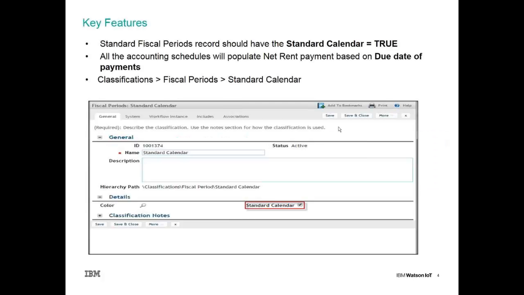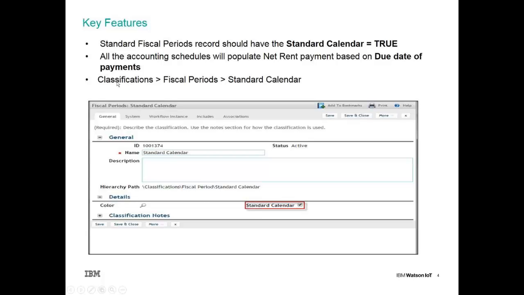Key features for this is important to note is that we have a standard fiscal periods record. Now it has a standard calendar boolean that should be checked as true. And now all of our accounting schedules, whether it is from ASC 840 or ASC 842, meaning straight line schedule, capital finance, or operating finance schedule for 842, all the net rent value, net rent payment column will be based on the due date of the payment. This is very important to note that all the net rent payment is based on the due date of the payment.